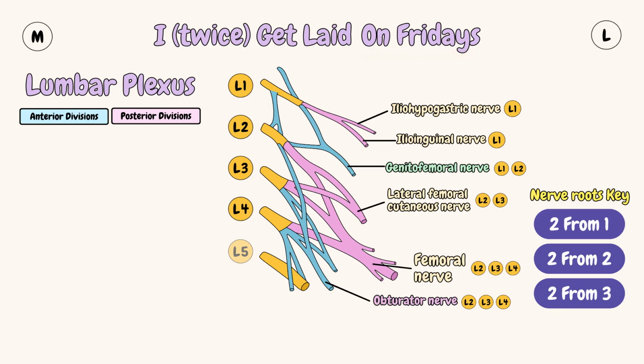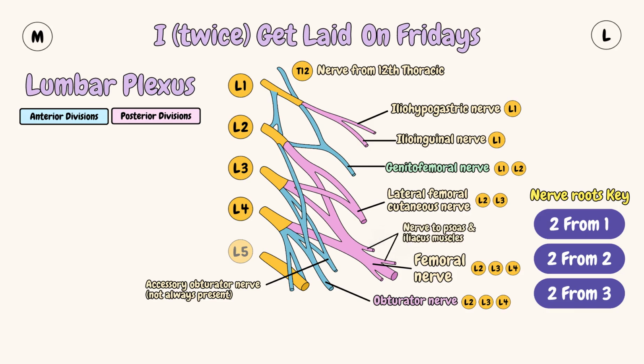Great job, that's all. Now just some nerves for completeness' sake. Up here, there is a subcostal nerve from the last thoracic nerve, the 12th thoracic nerve, which contributes to the lumbar plexus. Here from the third and the fourth lumbar nerve roots is the accessory obturator nerve, which isn't always there. Lastly, the nerves here are just muscular branches to the psoas and the iliacus muscles.